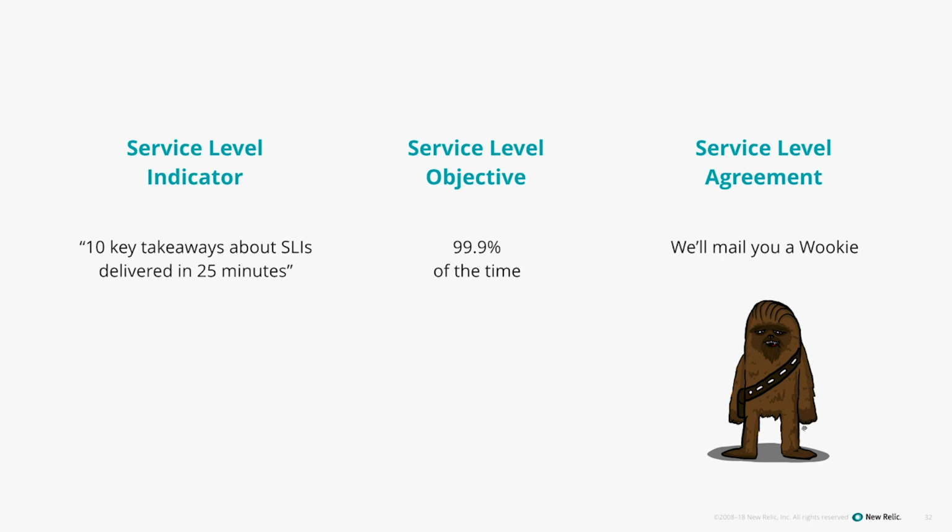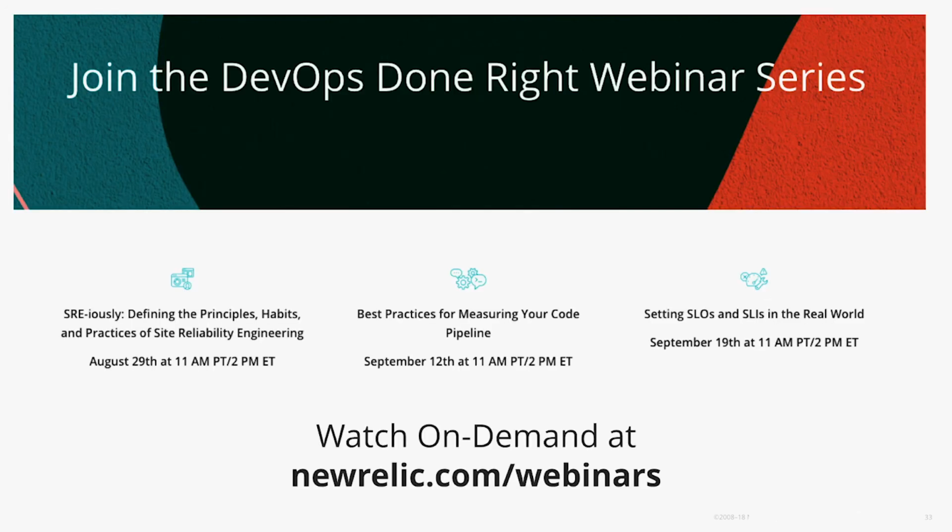All right, so how did I do with my SLI, SLO, SLA? I think I blew it. This was actually scheduled to be a 30-minute webinar, so I said my delivery objective was 25 minutes. So you all get Wookiees, maybe electronic Wookiees.